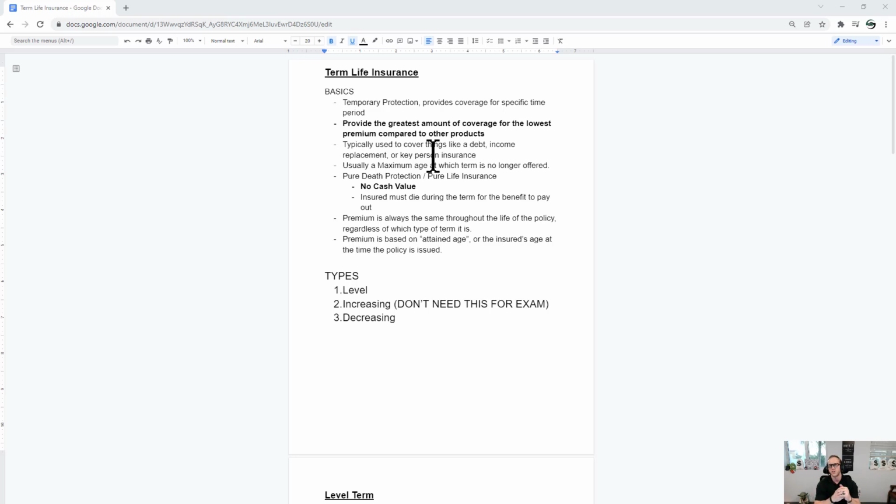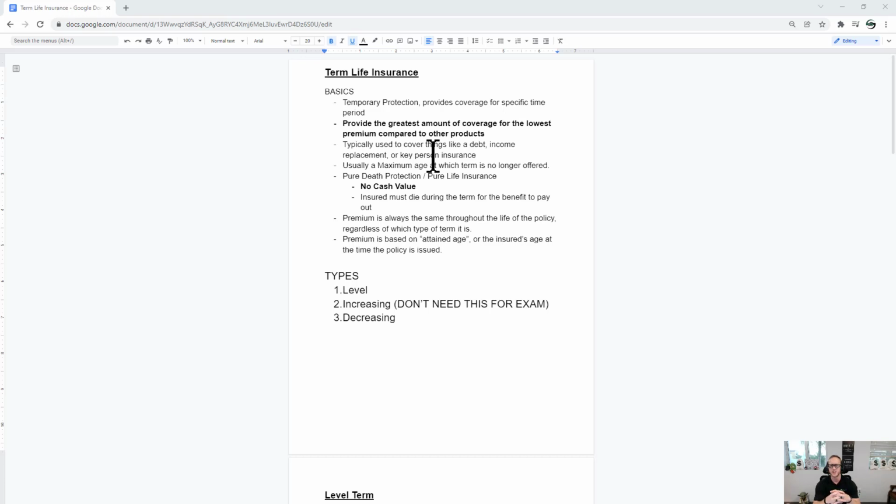Or key person insurance, which is where a business purchases insurance on an executive to make sure that if that executive dies, then their company can have the funds to train someone, cover for any losses they may sustain in the event of that person's death, stuff like that.